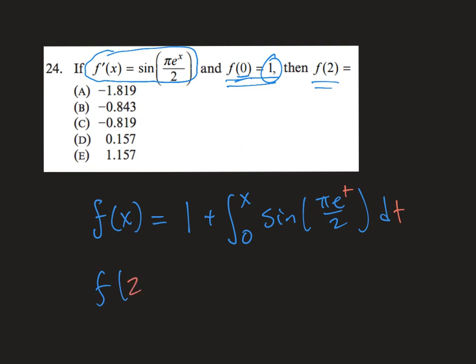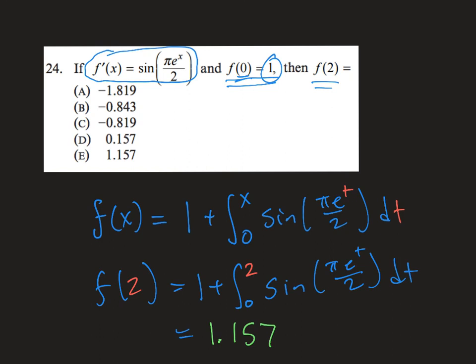And essentially what you're going to do is just crank this calculation out in your calculator. 1 plus the definite integral from 0 to 2 of sine of pi e to the t over 2 dt. Type that in on the calculator, and what do you get here? I come up with 1.157, which is letter E.